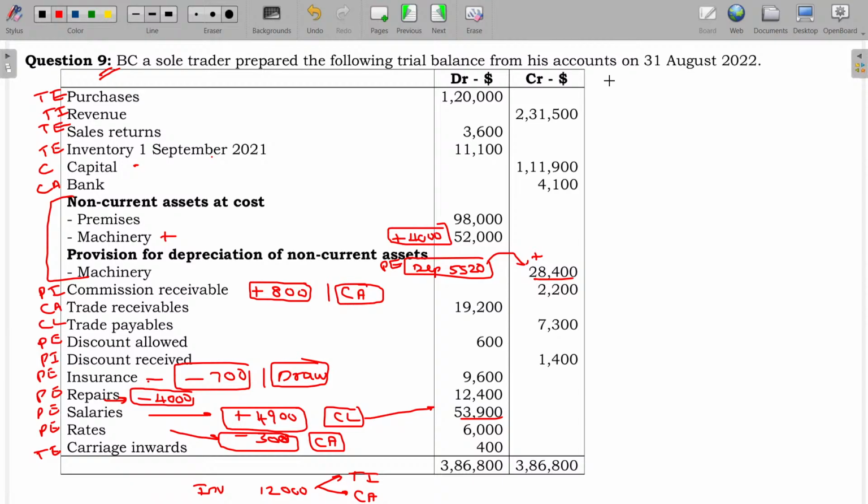Let's start with the income statement. We start with the revenue here. Revenue 2,31,500 minus sales return 3,600, which gives 2,27,900.